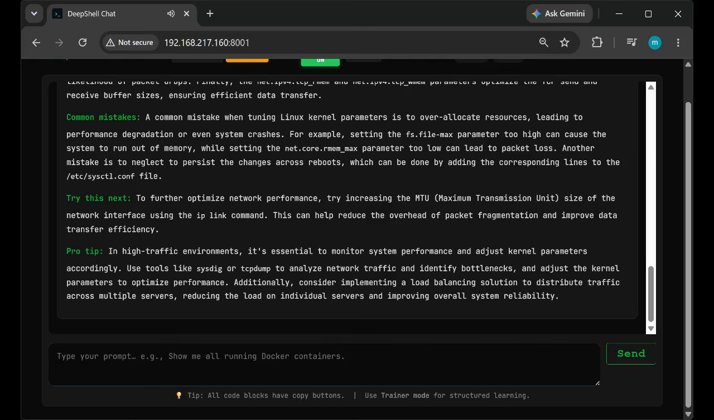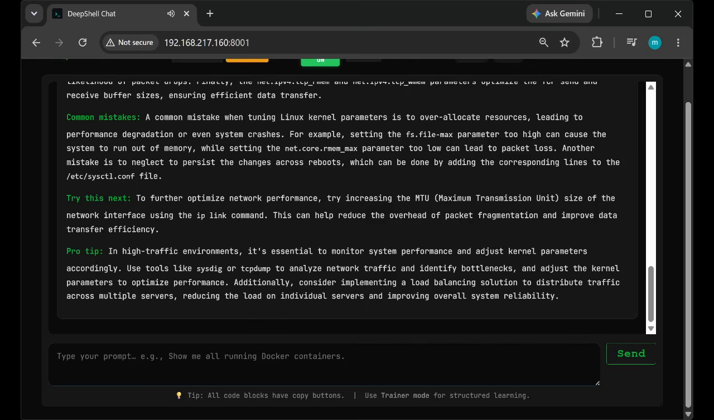Another mistake is to neglect to persist the changes across reboots, which can be done by adding the corresponding lines to the /etc/sysctl.conf file.